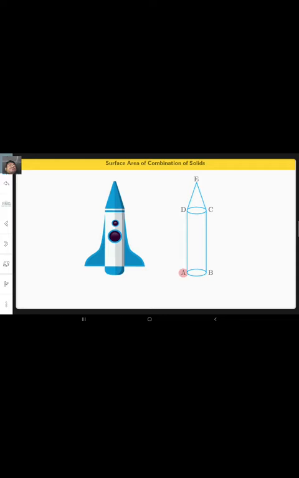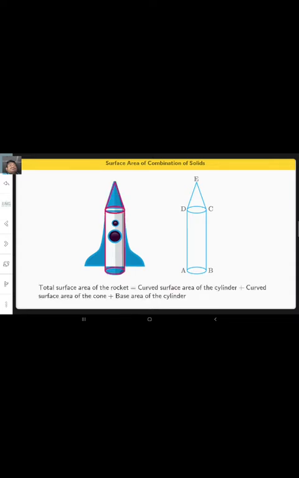In the figure, ABCED is a rocket made of a cylinder ABCD and a cone CED. The radius of the cylinder and the cone is the same. The total surface area of the rocket is equal to curved surface area of the cylinder plus curved surface area of the cone plus base area of the cylinder. Tap the buttons to understand this better with more examples.